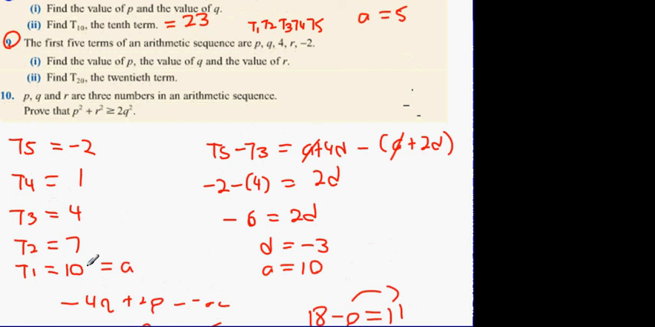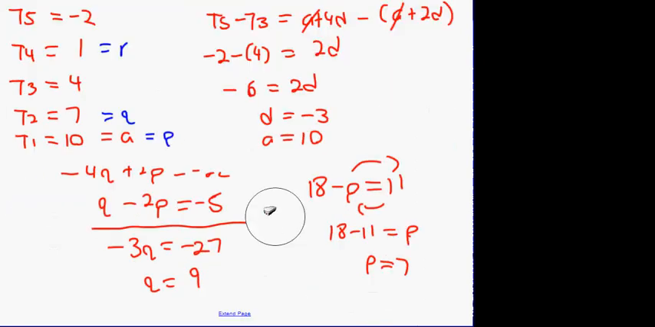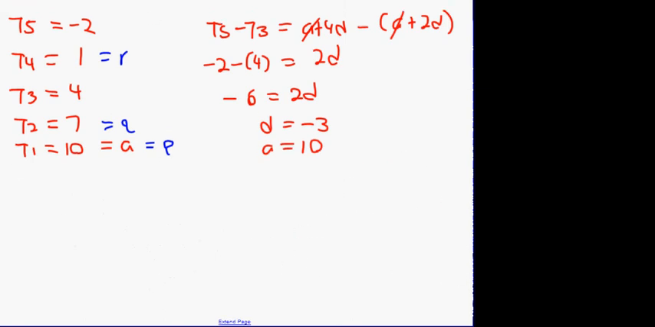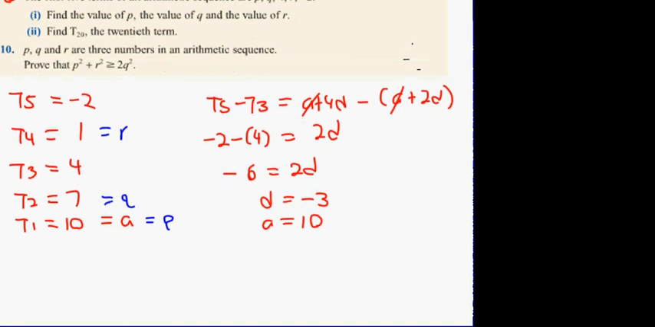So I found out what P, Q, and R are as well. So P is 10, Q is 7, and R is 1. Okay, and then what we have next is basically find the 20th term.